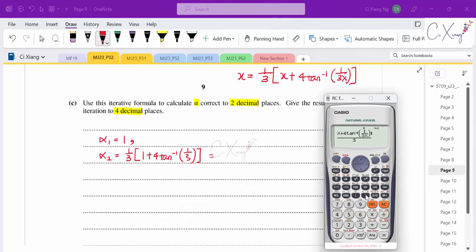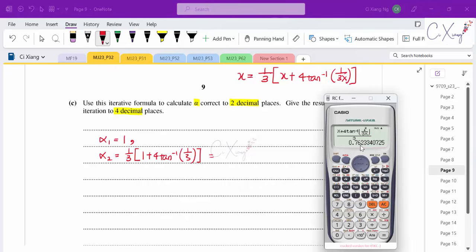And before we start the calculation, don't forget to change our calculator from degree into radian mode. So I need to press shift mode, then I need to have a 4. After I change it to radian mode, then only I can start the calculation. So how to start? You press calculate in your calculator. Then you insert the first initial value. The initial value is 1. So you key in the 1, press the equal sign, and then you get this value here.